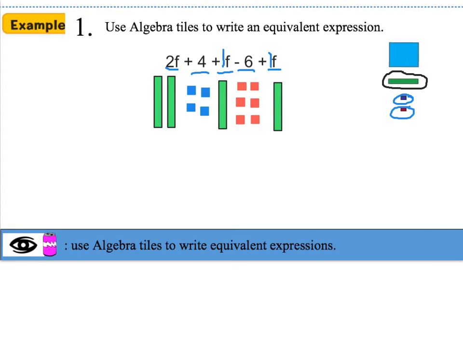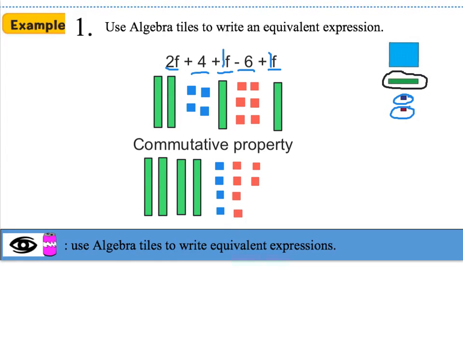So I drew one more variable tile. Now I can use the commutative property to switch these tiles around and place the green tiles with the green tiles and the constant tiles with the constant tiles. So this is what it looks like when I use the commutative property. The green tiles are together and now the constant tiles are together. Now I can find zero pairs.